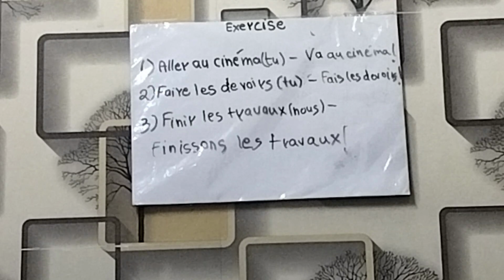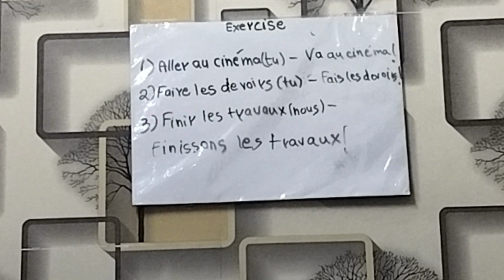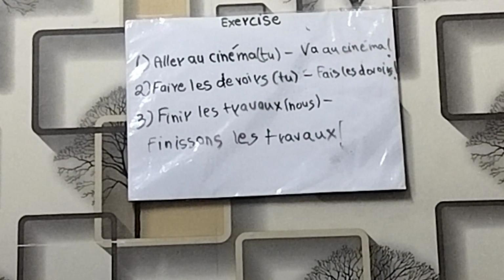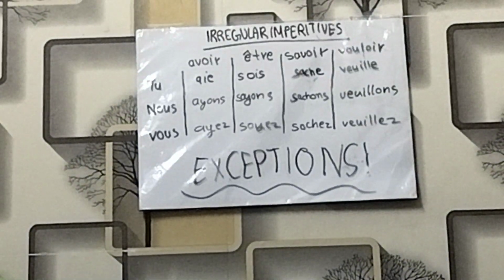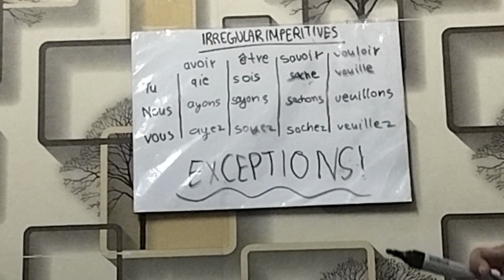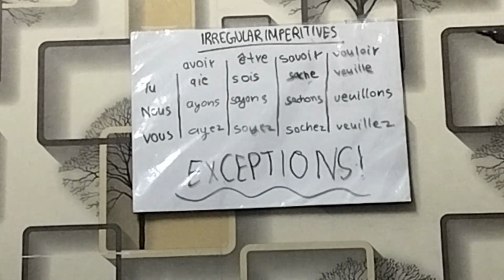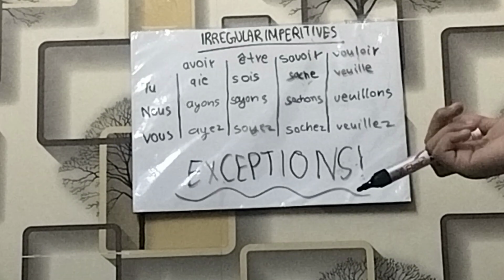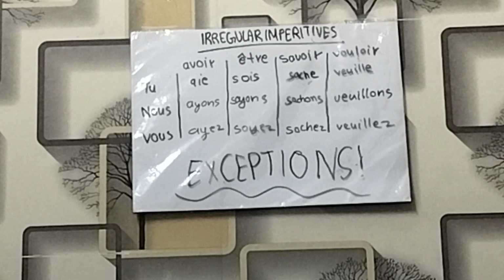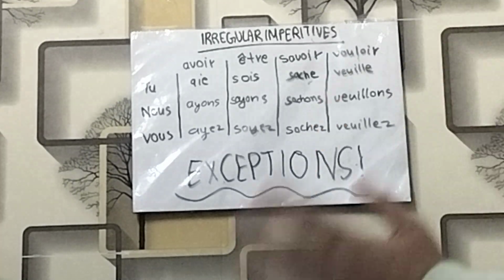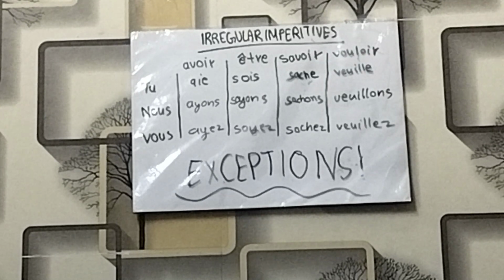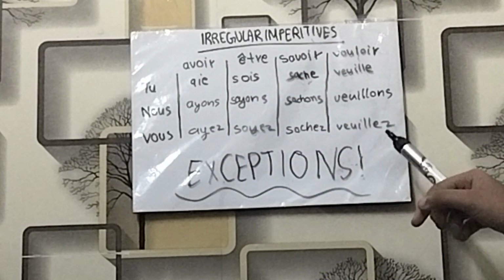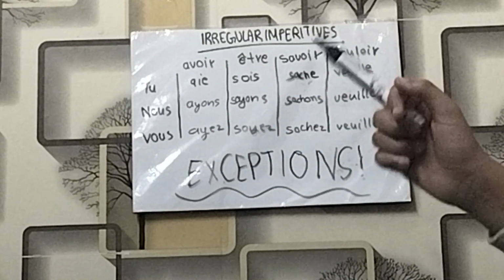So these were the simple exercises. Now let me tell you some exceptions. They are compulsory with French. So here are the exceptions, the irregular imperatives. There are 4 irregular imperatives: avoir, être, savoir, vouloir. They have special conjugations. They are somewhat similar for tu, but quite different for nous and vous. So our first verb is avoir.